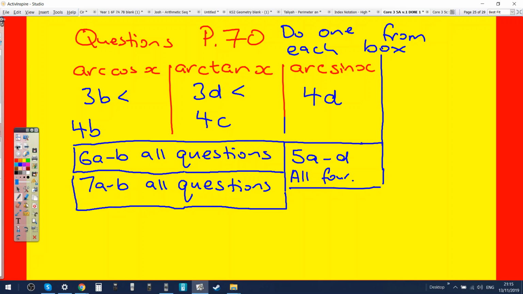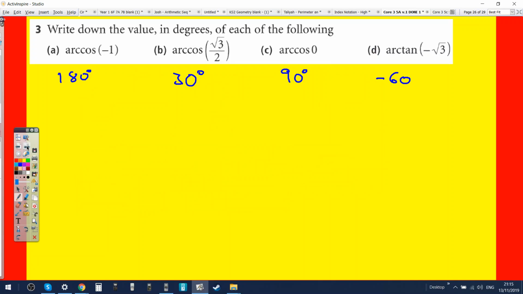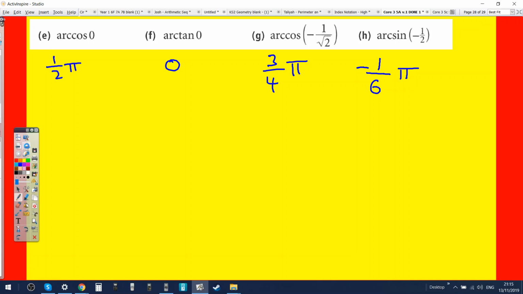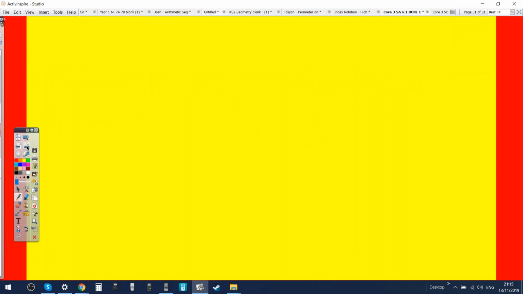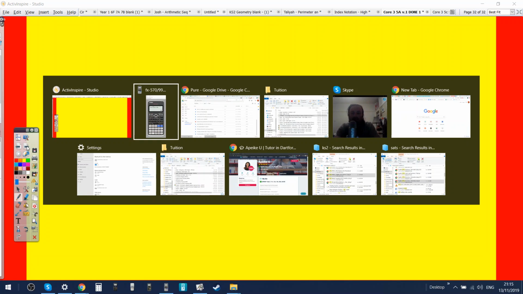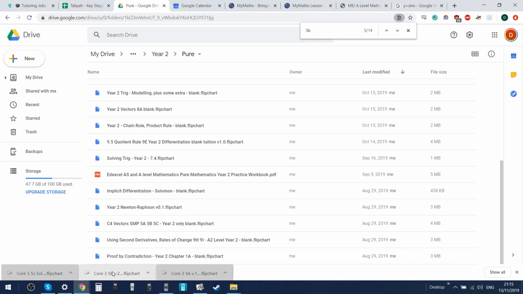They might give you the domain, and you would know the convention for the range. So these questions are fine. You can just put those in your calculator. It's just something to watch out for. Okay, so that's 5A. Next is 5B.